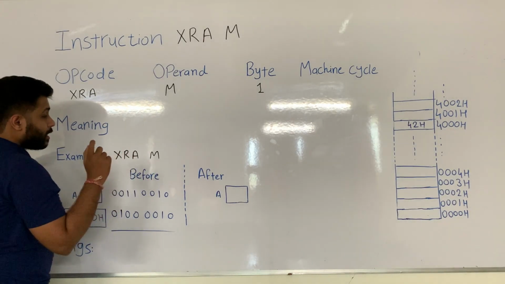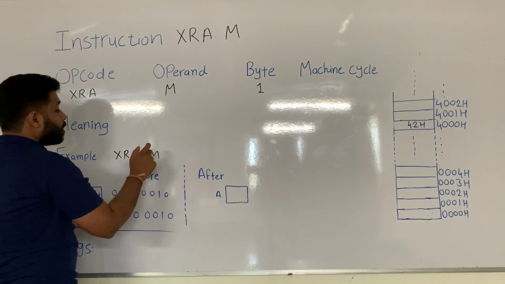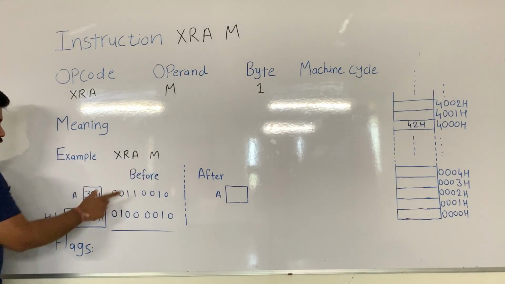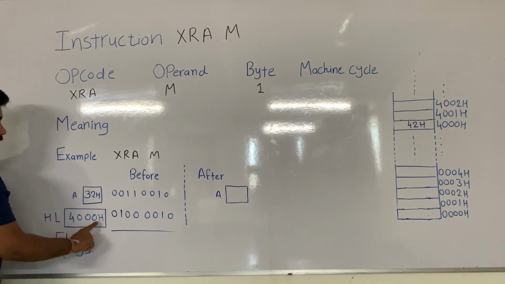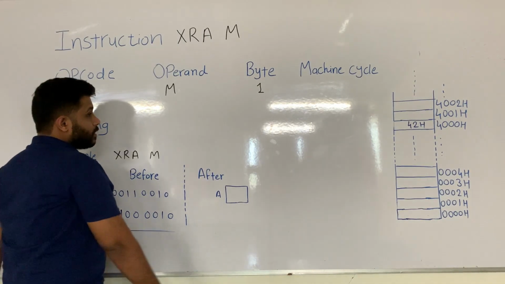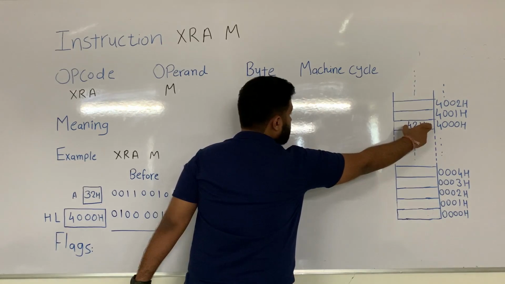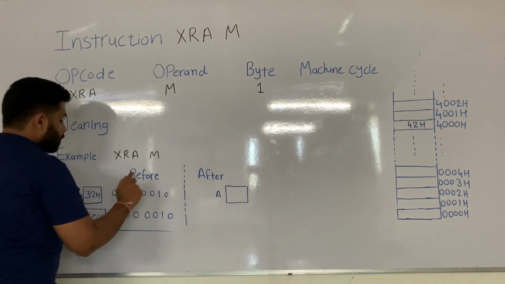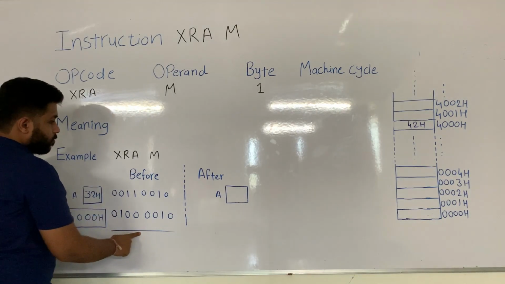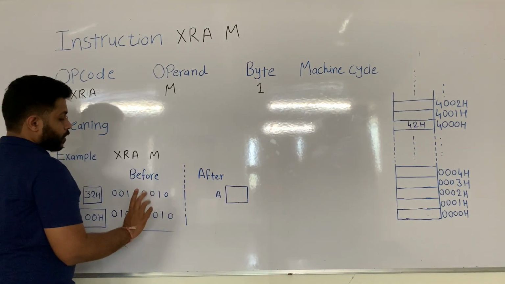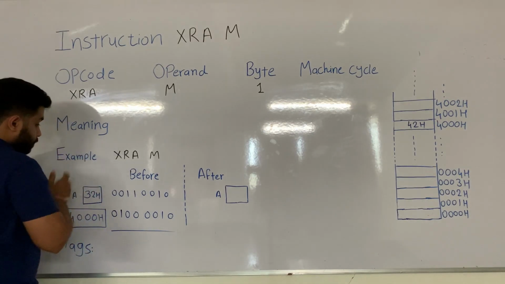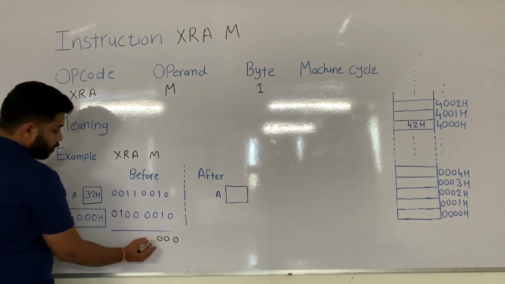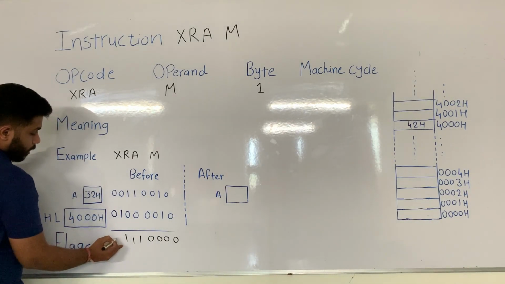XRA M means logical XOR between the content of the memory location specified in the HL pair. So in the HL pair, 4000H is specified. Whatever data is present in 4000H will be XORed with the accumulator, and the answer will be stored in the accumulator. So let's perform the XOR operation: 0, 0, 0, 0, 1, 1, 1 and 0.